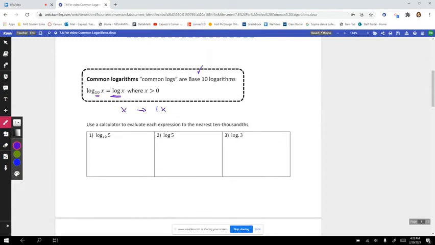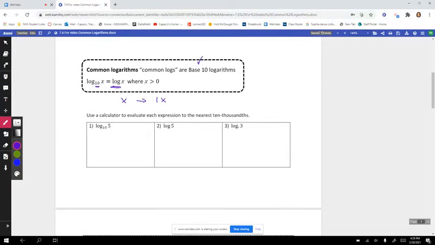So we're going to use our calculator to evaluate each expression, and we're going to do it to the nearest 10,000ths. So if you put this in your calculator, you're going to see that the value that comes out is going to be 0.6990. Now, when we're working with our calculator, if you want to pause the video to see what you get, that's fine. In number 2, it is the same thing, right? We said if you don't write a base there, it is assumed a 10. So if you put it in your calculator that way, you're still going to get the same value. All right, and for the last one, we have log of 0.3, and you have negative 0.5229.